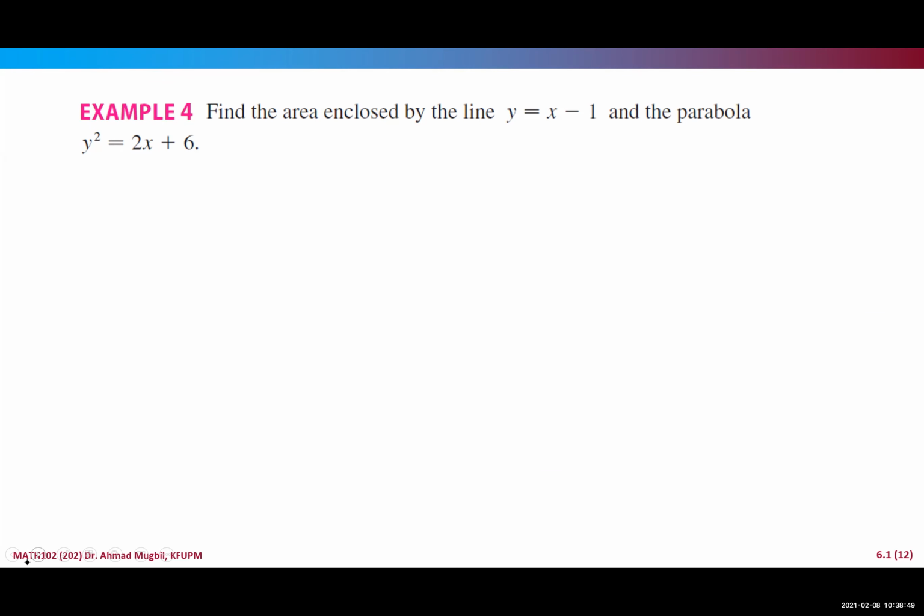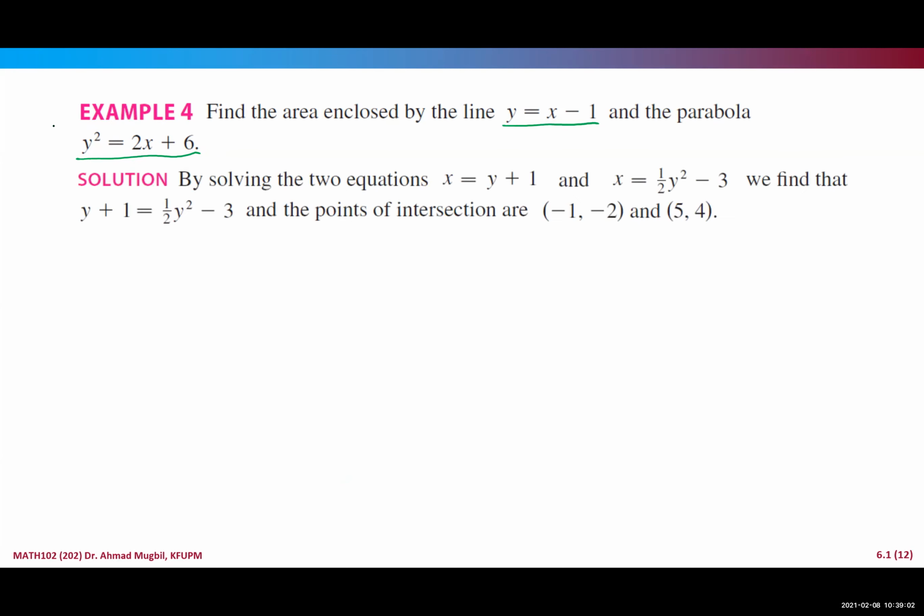This is an example about that. Find the area enclosed by this line and this parabola. What is not good about this parabola here, Shabab, is that y is not clearly a function of x. So here you should consider integrating with respect to y. If you look here, you have x equals y plus 1. Here, we have x on both, so solve this equation for x. You will have 2x equals y squared minus 6, then divide by 2, and you will have this one.